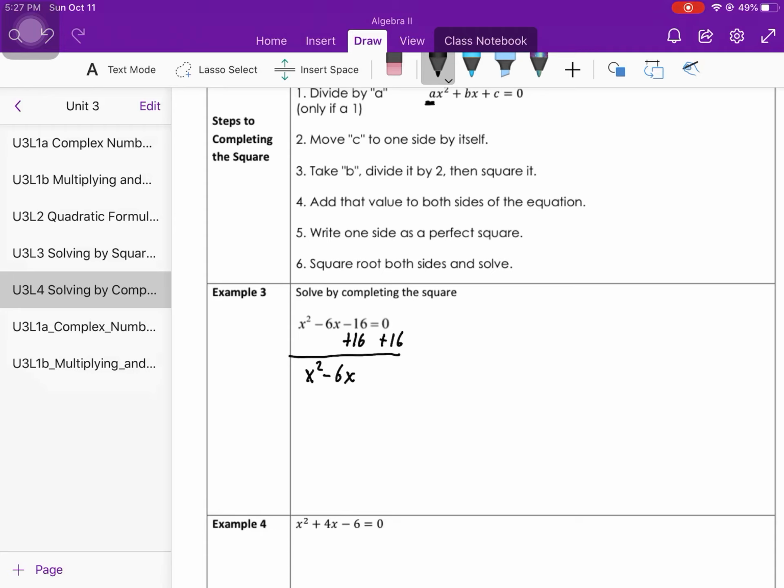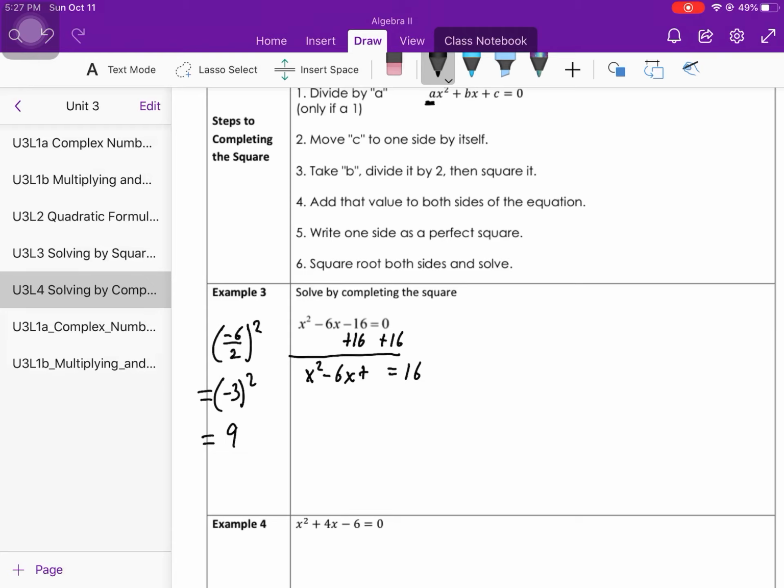We get x squared minus 6x equals 16, because we added 16 to the other side. I'm going to leave a little bit of space here. Now what we want to do is take b and divide it by 2. So negative 6 is the b. I'm going to do this off to the side here. Negative 6 divided by 2 squared is negative 3 squared, which equals positive 9.